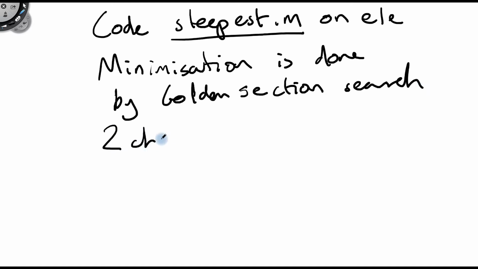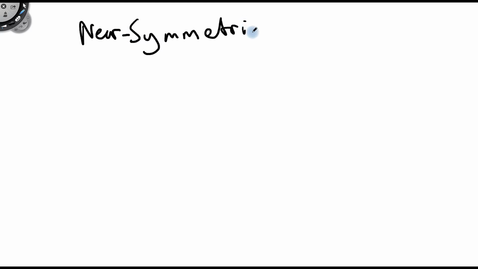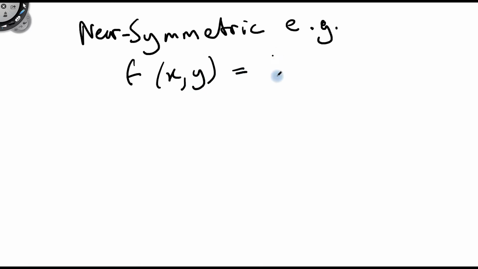There are 2 choices in this: a reasonably symmetric function and an elongated function. Those are the results that are shown in the lecture notes there. So the symmetric or near symmetric example is f of x, y equals 3x squared plus 4y squared.